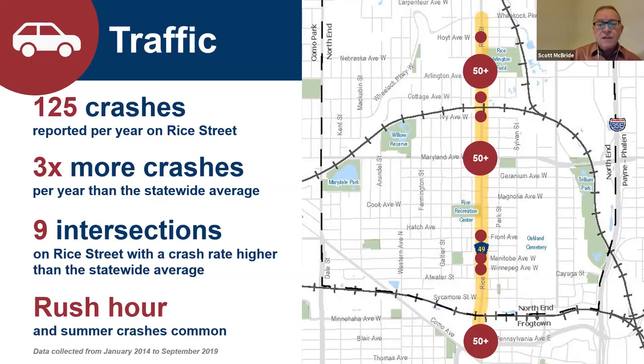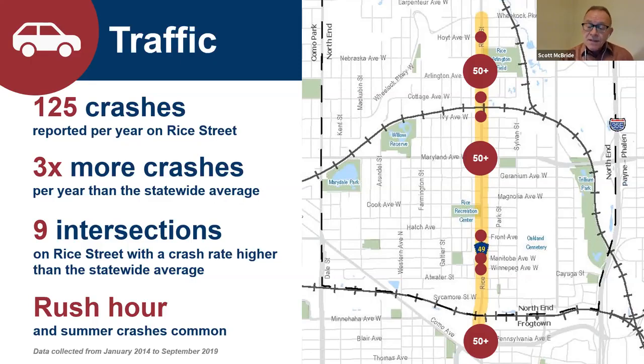When we look at the intersections along Rice Street, there are nine intersections along this corridor with crash rates higher than the statewide average. So this actually equates to, in that five-year time period, over 670 crashes along Rice Street. So safety is one of the bigger issues that we'll be looking at out here. When we drill down into the crash statistics, we find that rush hour and summer tend to be the busier times for crashes out there.